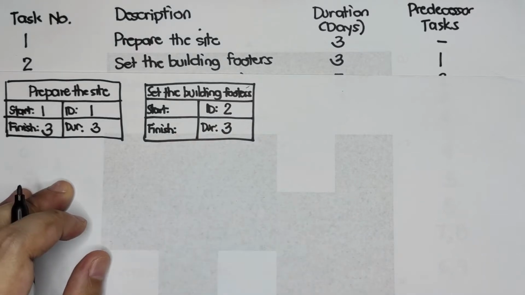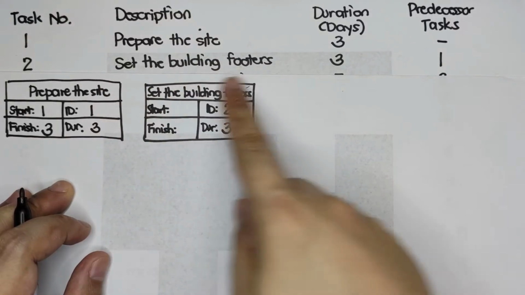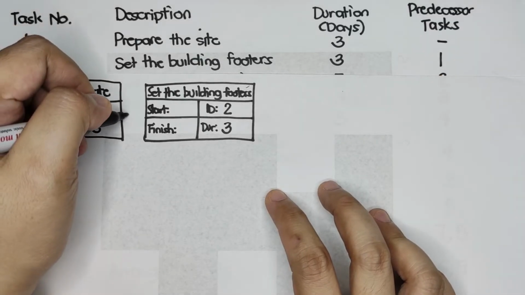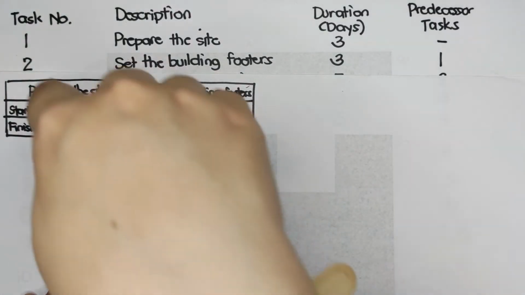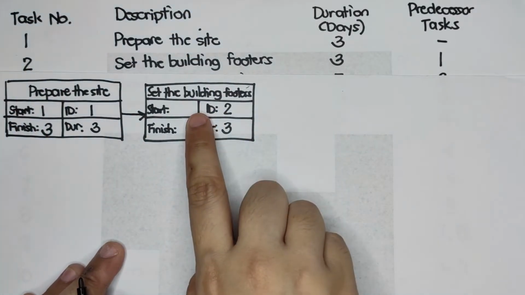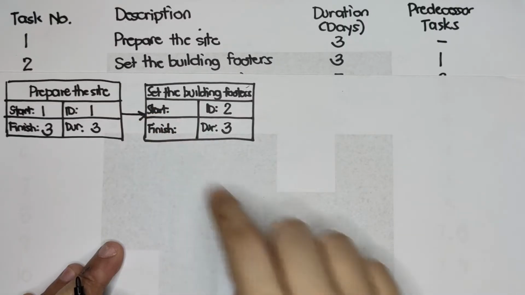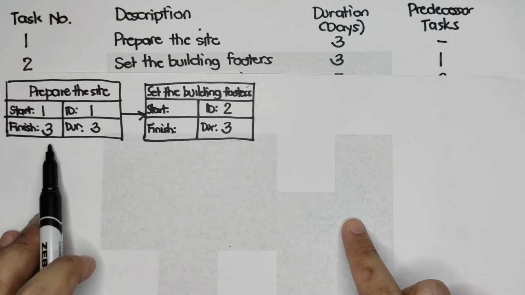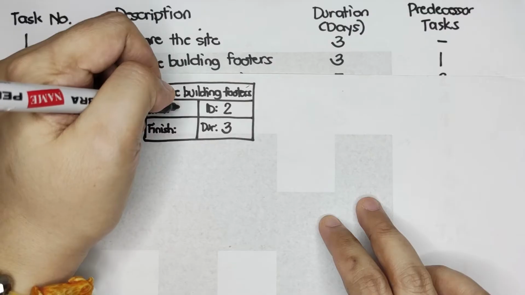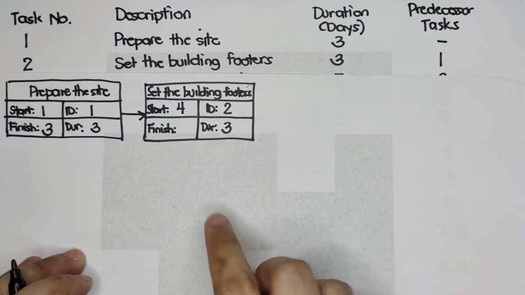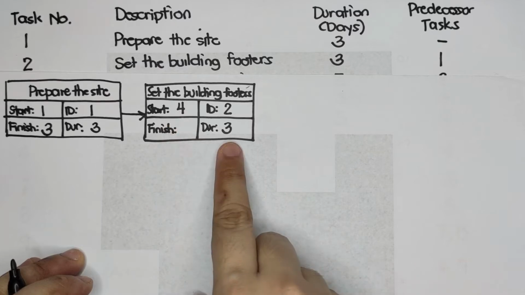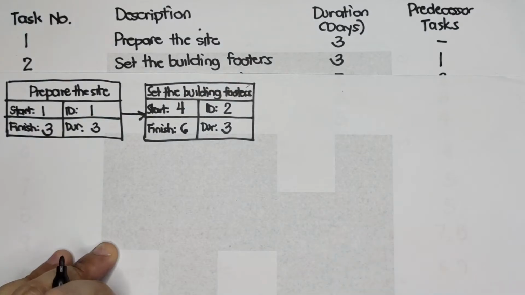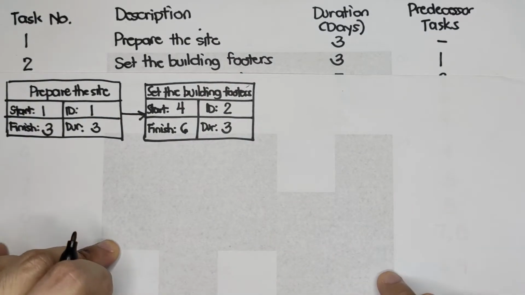How about the start day? Since set building footers has as its predecessor task number 1, let's create an arrow going to task number 2, meaning after prepare the site is finished, set building footers is next. So the start day is the next day after the finish day of prepare the site, so the start day must be 4. Again, how to calculate the finish? We have 4 plus 3, 7, minus 1, is 6. Okay, I think there's no question.